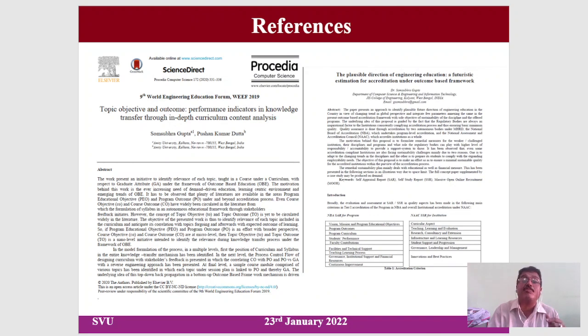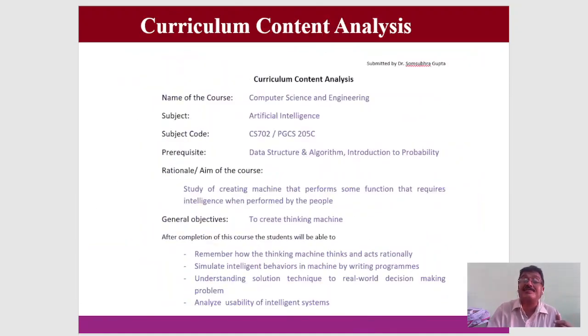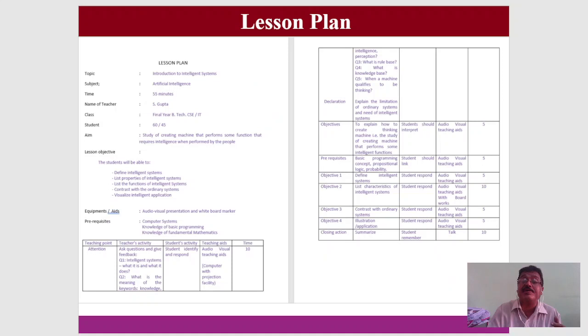Here is our work, in which we have suggested topic, objective, and outcome performance indicators in knowledge transfer, because our objective is to have maximum knowledge transfer. We have gone through curriculum content analysis just before, and now we get back to an understandable session plan. I'm not saying the previous one is not understandable, but it's too theoretical.